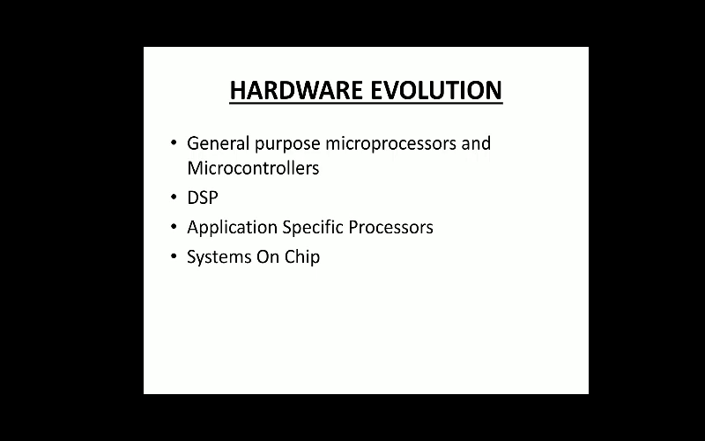The mobile phone you are using, or the digital notebooks we are using today, are all systems on chip. So what is a system on chip? We have a microprocessor, alongside that we have some application specific processors, input, output, memory and other peripherals in a single chip. So this is the current trend.